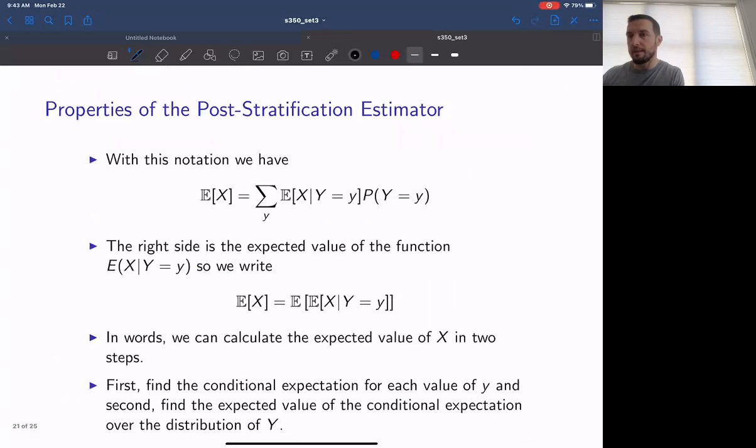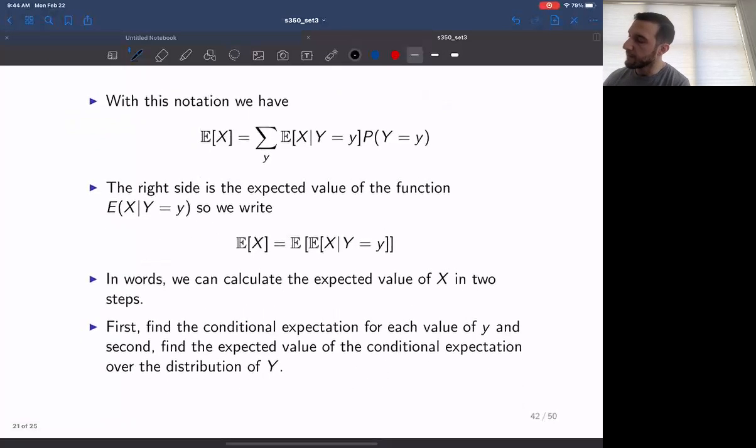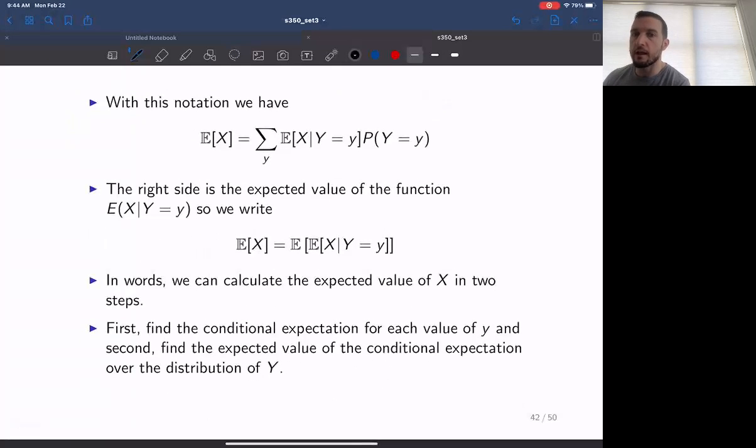We can also show that this definition leads to the expected value of X being equal to the sum across y of the conditional expectation of x given y times the probability of y. So that means that the expected value of x is equal to the expected value of the expected value of x given y. Again, not focused on these derivations in particular. These are just definitions that will help us in our proof for the post-stratification estimator.